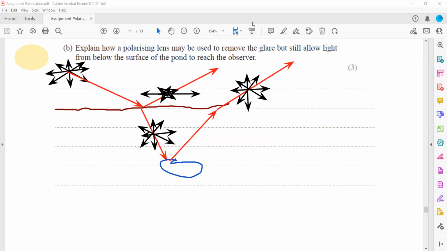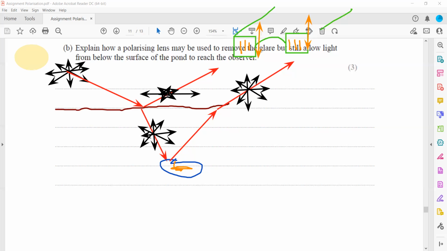But if we use sunglasses, and these sunglasses, the goggles are vertically polarized. So as a result, what will happen? It blocks the horizontal component. So it only allows the vertical component to pass through. But this is having horizontal, so it is completely blocked. Only vertical components are able to pass through. So the vertical components are coming from the objects which are underwater. So we are able to see the objects clearly which are underwater.